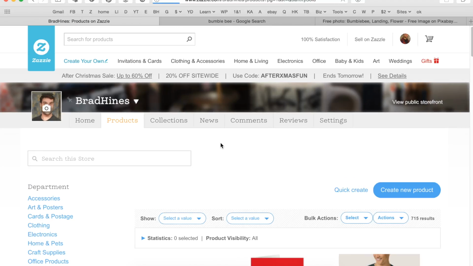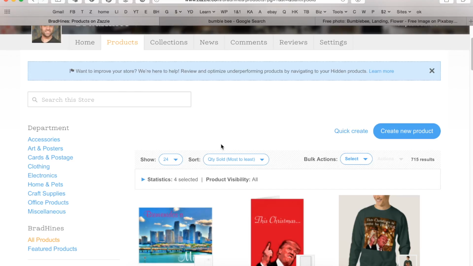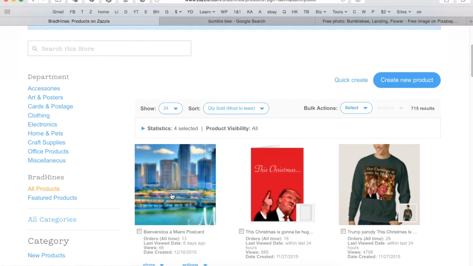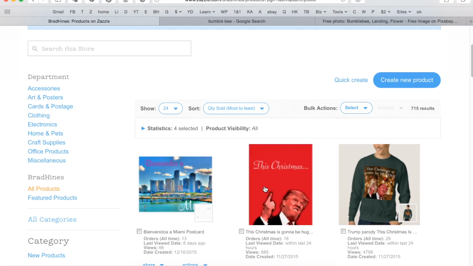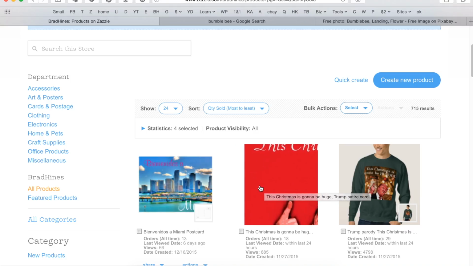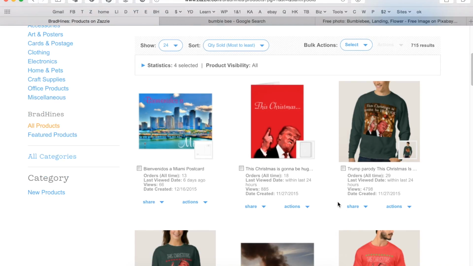So I've done this before, and I knew in the past that it's this postcard that I've made of the city of Miami. It's a humorous Donald Trump parody Christmas card and sweater. And when I've been able to check these and know that they're my biggest sellers, I've then been able to figure out something about that. Why was it maybe the best seller?